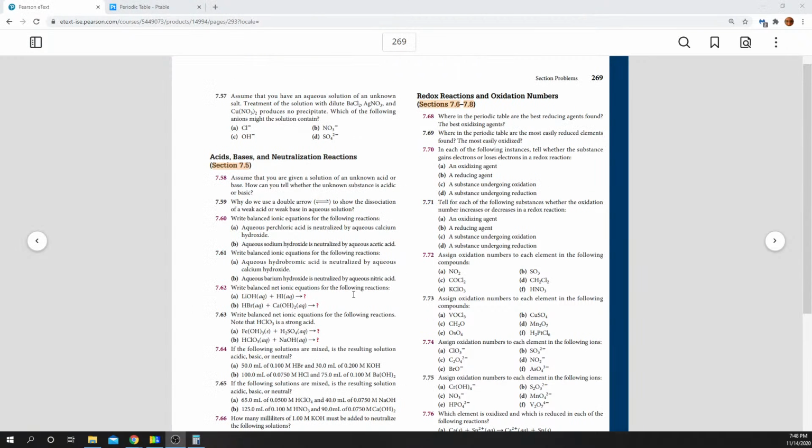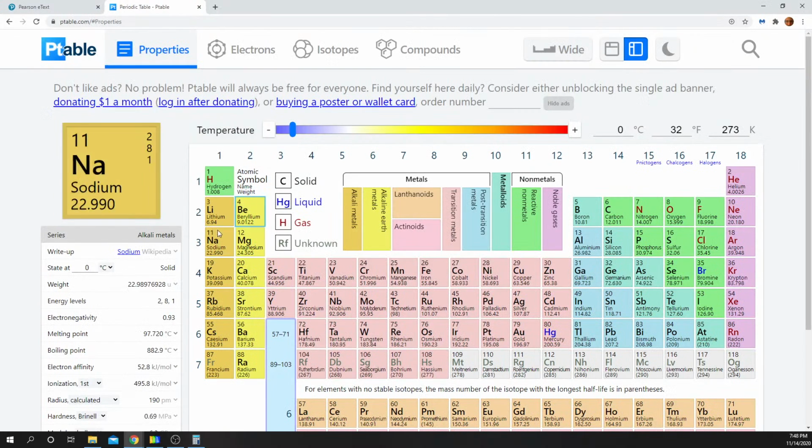Where in the periodic table are the best reducing agents found? The best oxidizing agents. Best reducing agents are over here, the top left-hand corner. Or actually, let's see. Yep, top left-hand corner is the best reducing agents. Best oxidizing agents are the top right-hand corner.